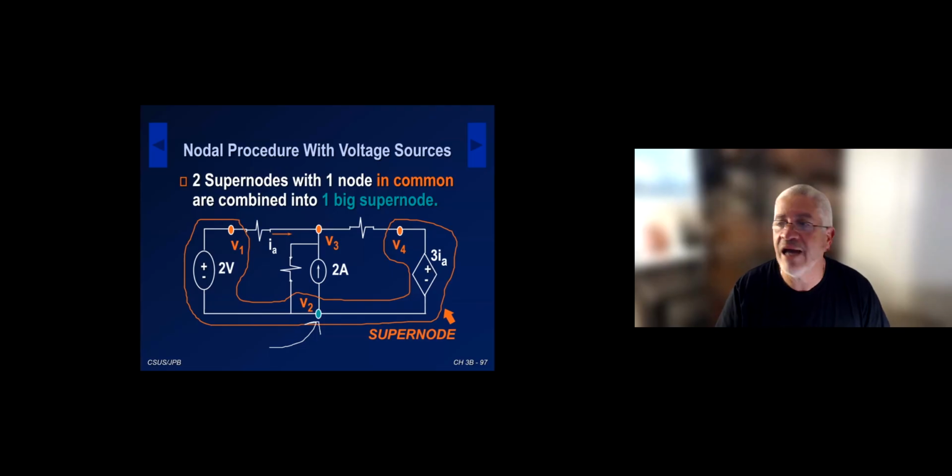Okay, so when we have two supernodes or more that share one common node, we're going to combine the supernodes into a larger supernode. Okay, that's kind of the two rules that we're going to do here. We draw a supernode about each voltage source, and then we combine them if they share a common node. Nothing to do with series and in parallel.